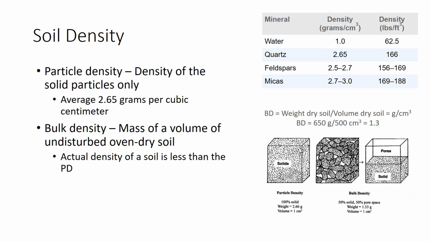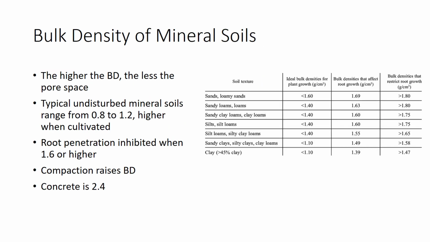The example that follows is for a core of 500 cubic centimeters that weighs 650 grams. By dividing the weight by the volume, you get a BD of 1.3 grams per cubic centimeter. The BDs of mineral soils depend mostly on the amount of pore space in the soil, because particle weight is fairly constant. Since BD says something about pore space, which is important to plant growth, BD is used as an indicator of soil quality. The higher the BD, the less the pore space.